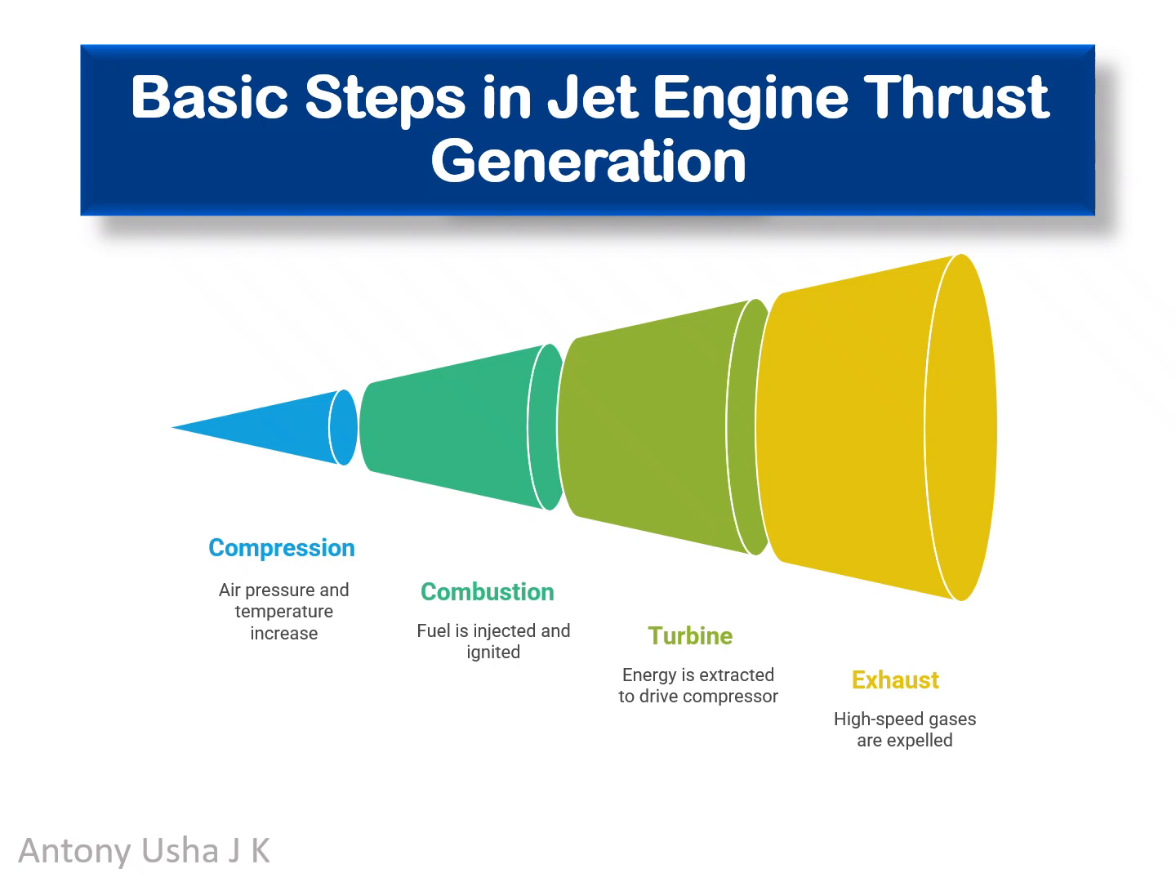This gas rushes through the turbine blades, causing them to spin and drive the compressor. Finally, the gases are exhausted and expelled at high speeds through the exhaust nozzle. According to Newton's third law, this backward jet of gas pushes the aircraft forward, generating thrust.